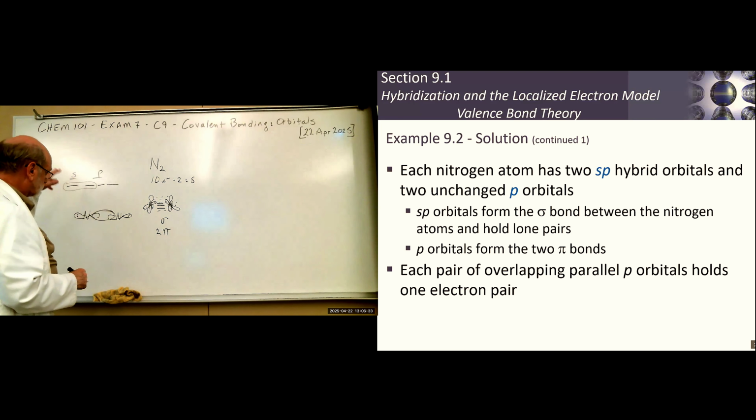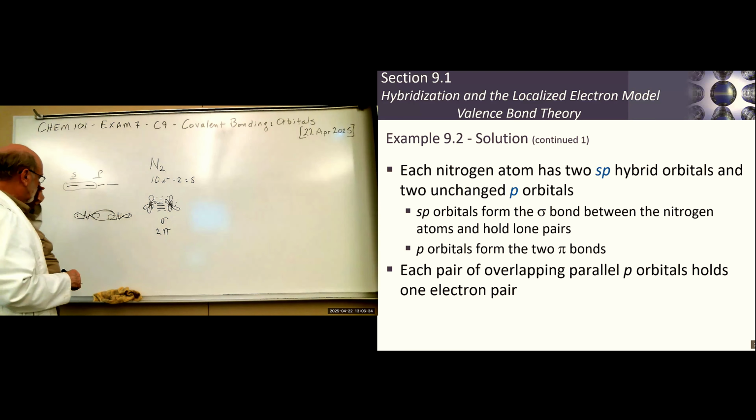Right, because, well, actually, that's not accurate. Because one sp is in this plane and the other sp is in the other plane. So the lone pairs are in a different set. I was conflating two orbitals into one.